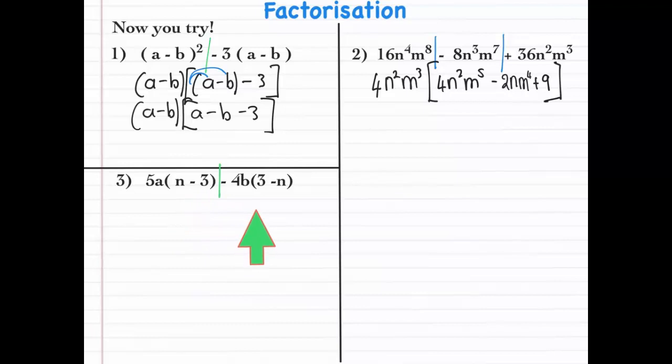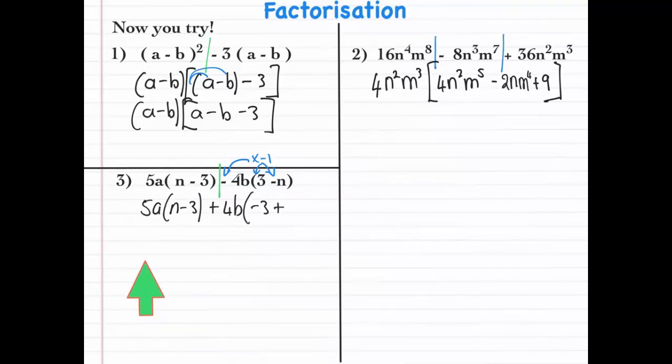So what did we learn? We can simply go and we can multiply with a -1. So it's going to change that sign, it's going to change this sign, and it's going to change that sign. So let's do that quickly. So 5a n minus 3, and then that becomes a plus 4b and a minus 3 and a plus n. Now look, positive n, -3, -3, and we still have our two terms. The brackets are exactly the same, so that is my common factor.